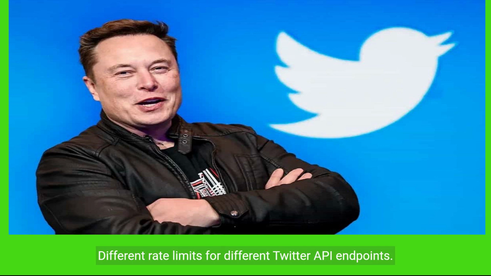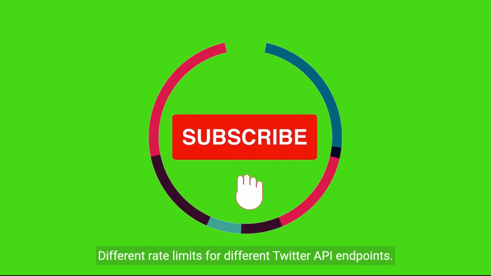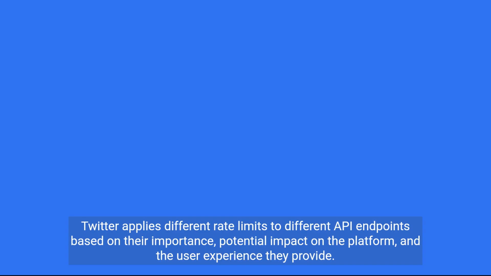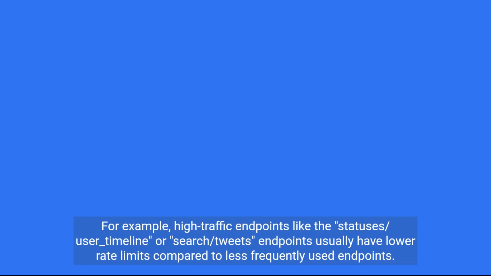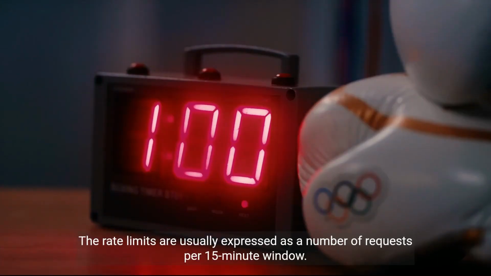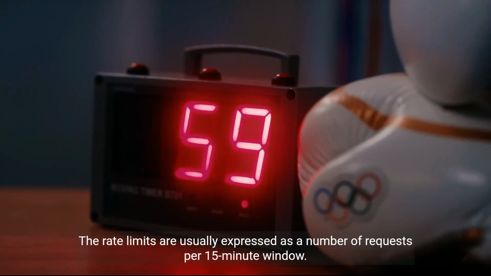Different rate limits for different Twitter API endpoints. Twitter applies different rate limits to different API endpoints based on their importance, potential impact on the platform, and the user experience they provide. For example, high-traffic endpoints like the statuses/user_timeline or search/tweets endpoints usually have lower rate limits compared to less frequently used endpoints. The rate limits are usually expressed as a number of requests per 15-minute window.